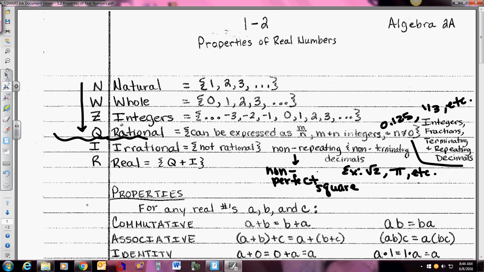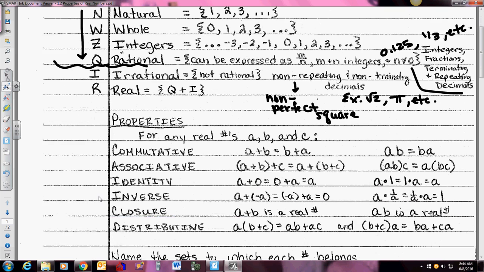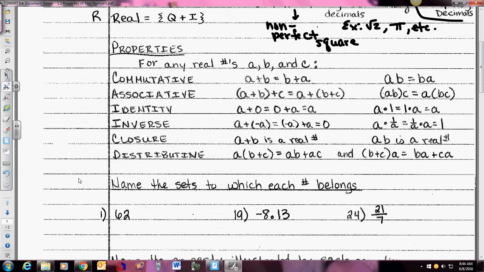So let's go down a little bit here on the properties. For any real numbers a, b, and c, we have commutative property, we have associative property of addition and multiplication, you can tell here, identity, inverse, closure, and distributive. Okay? So commutative property of addition is where a plus b equals b plus a. So think of it this way. Does 2 plus 4 equal 4 plus 2? Yeah, right? 2 plus 4 is 6. 4 plus 2 is 6.